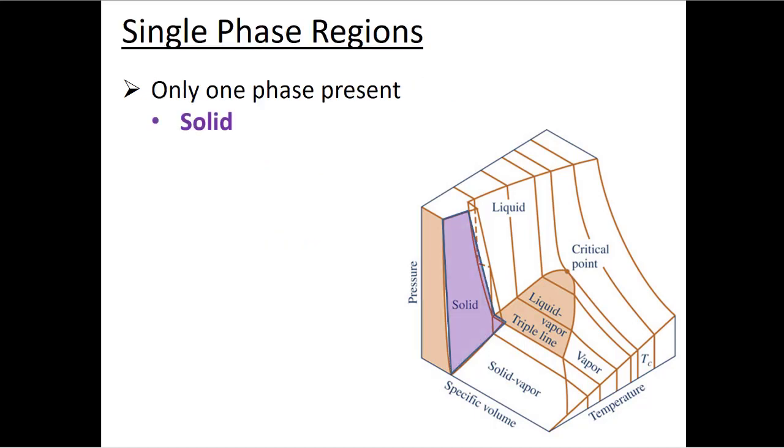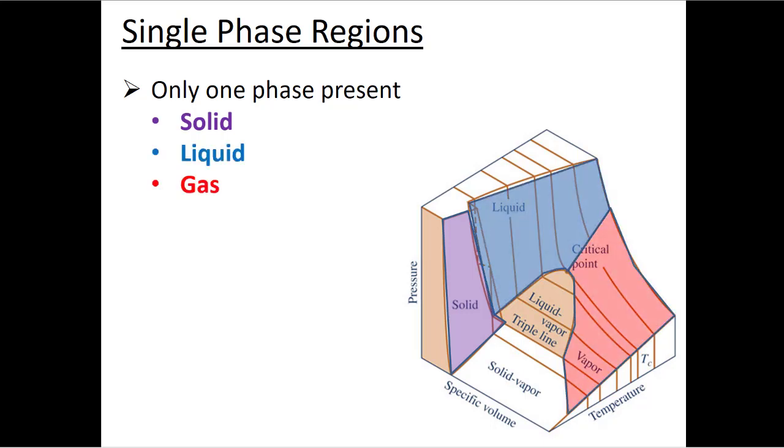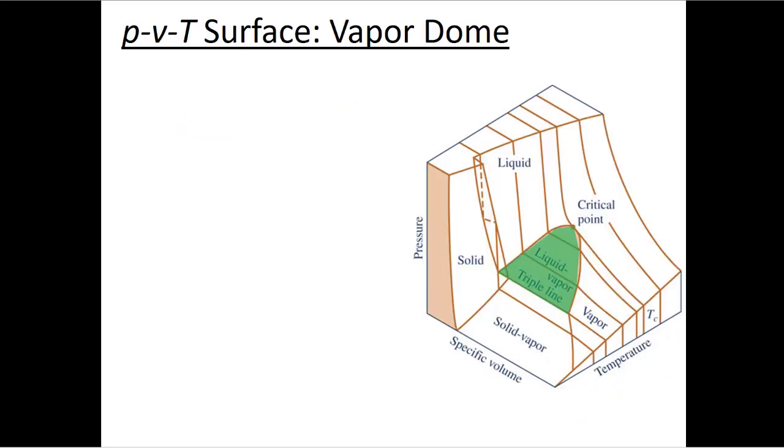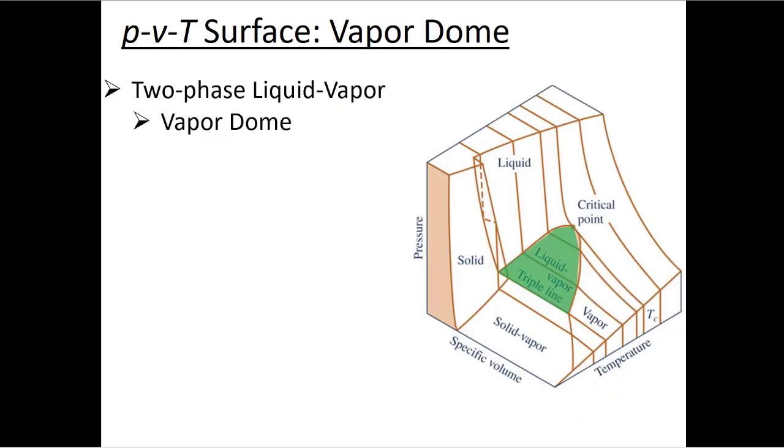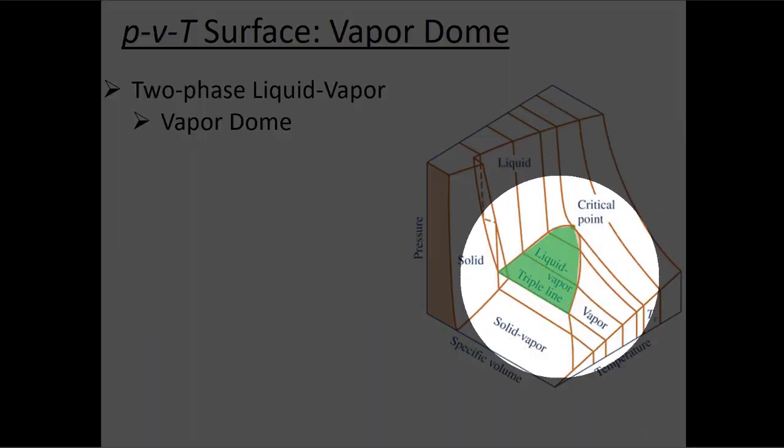So if there's only one phase present, we can have either solids or liquids or vapors, or gases. And then the two-phase region, at least the two-phase region that we're most interested in this class, is this liquid vapor region. We call this a vapor dome because it looks a little bit like a dome. So this is the vapor dome where we have some liquid and some vapor.